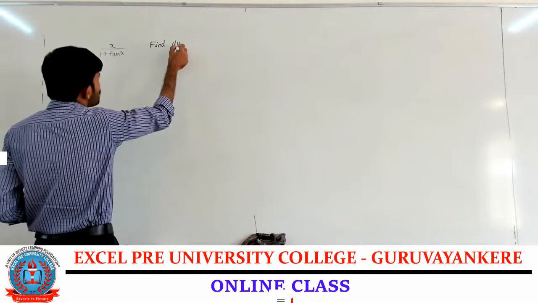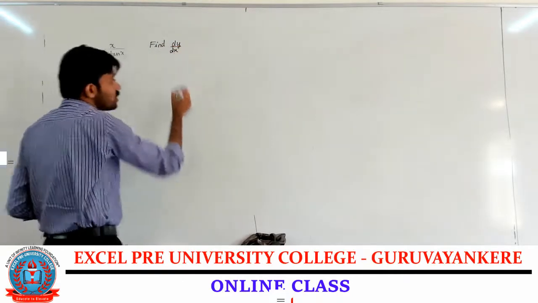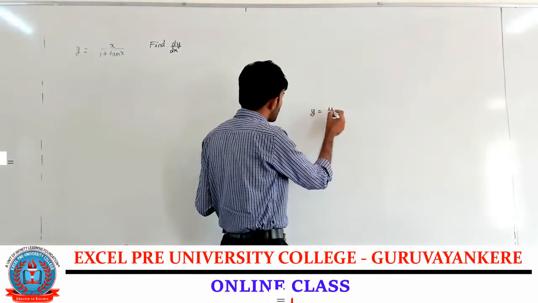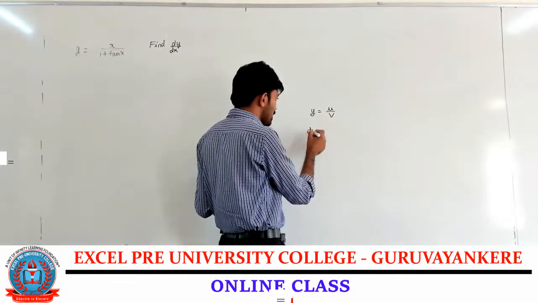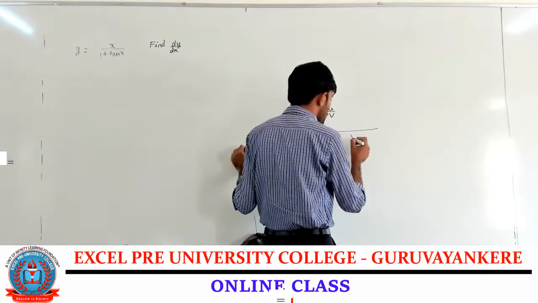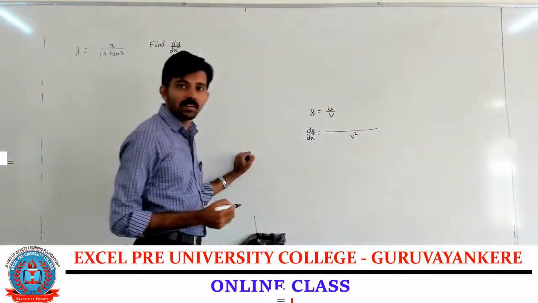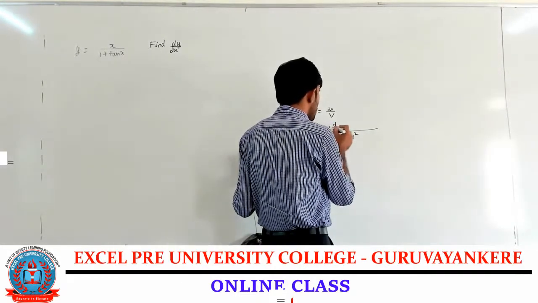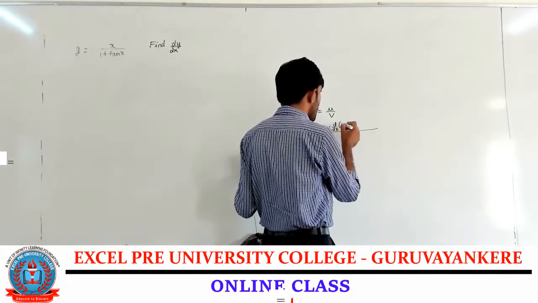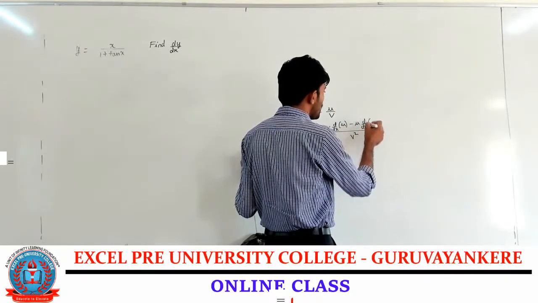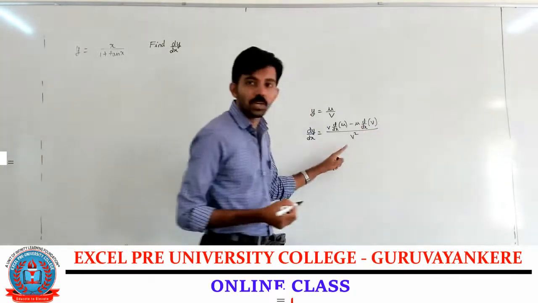Apply the quotient rule. Already we know what is quotient rule. If y equal to u by v, then dy by dx is equal to denominator square. Denominator keep as this. Differentiate the numerator minus numerator into differentiate the denominator. This is called as quotient rule.